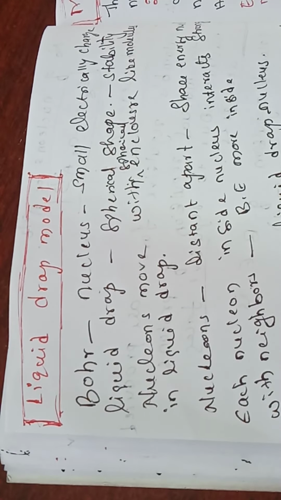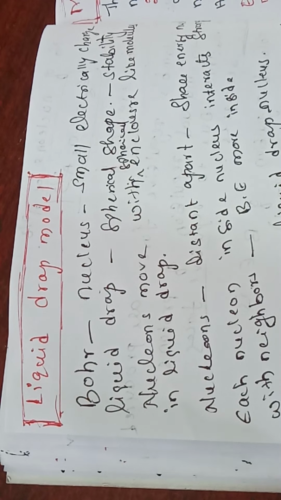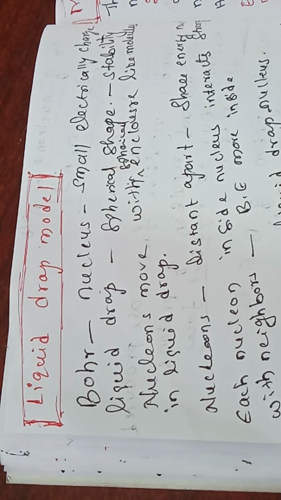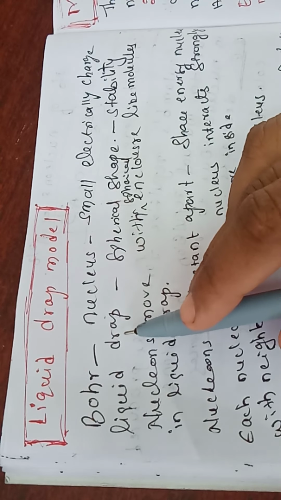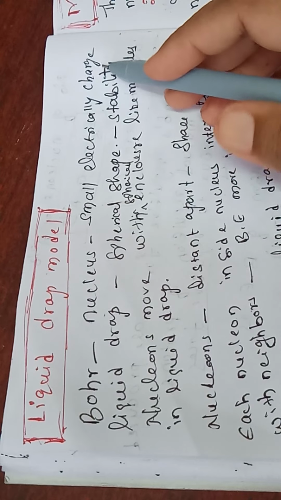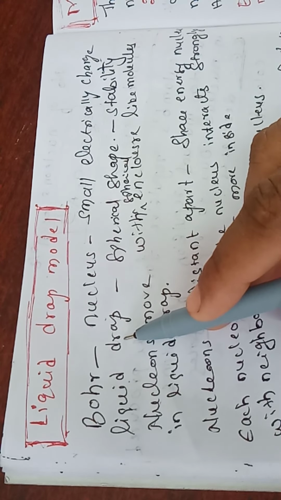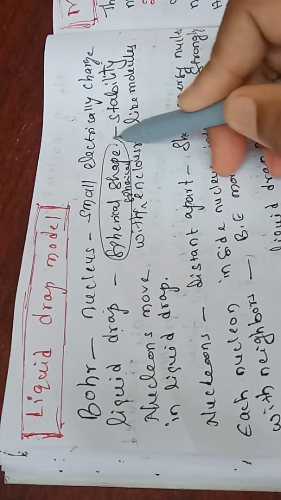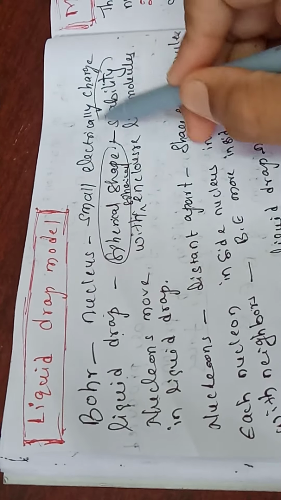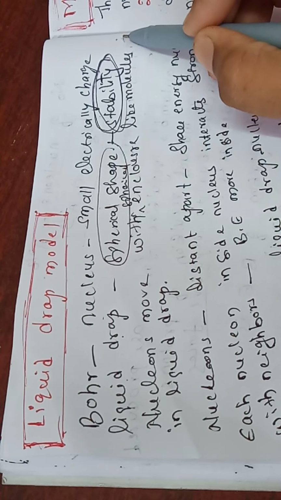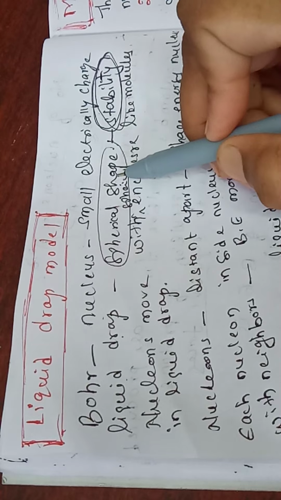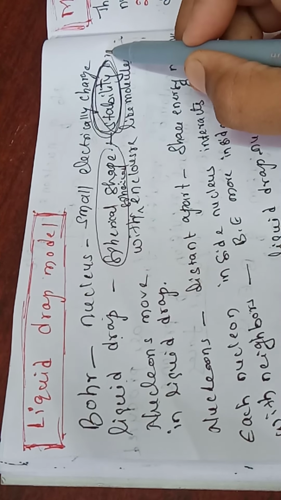Now next, let us move to the liquid drop model. The liquid drop model is explained by Bohr. He says that the nucleus can be assumed as a small electrically charged liquid drop. It takes a spherical shape for its stability only.